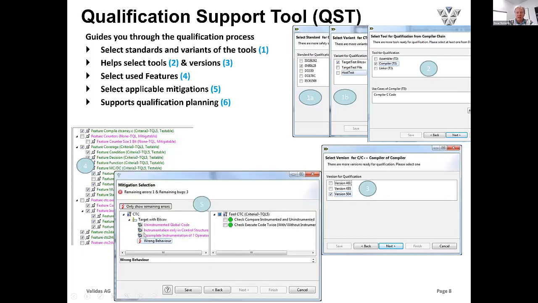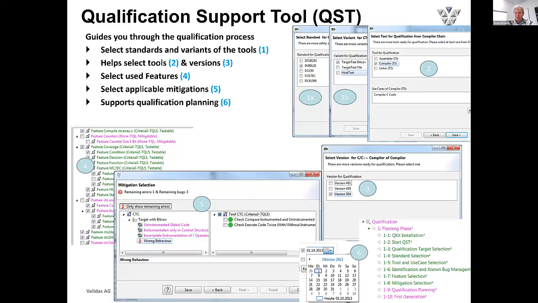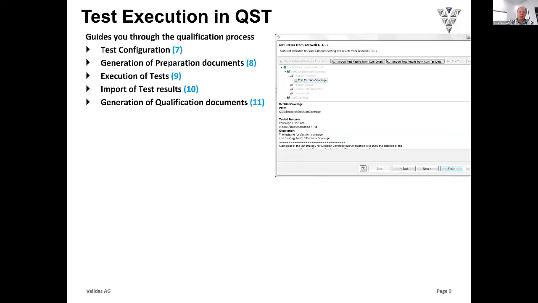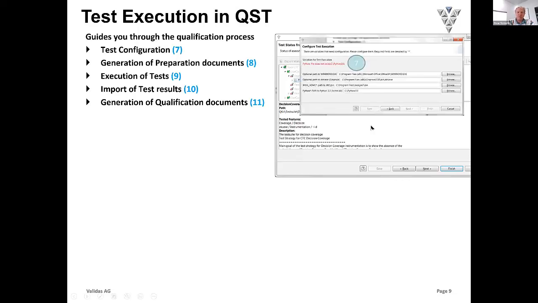The next step is, for the mitigatable features you might have selected, or for the ones where known bugs are available, to select the corresponding mitigations. Then there is an optional planning component where you can enter dates or names if you like. Then it goes to test execution. In the second part, you can see the test cases that will be required for your use case, and you can configure the path to your compiler and other things. This is also another thing for CTC. You can configure more things, given options or others, here.